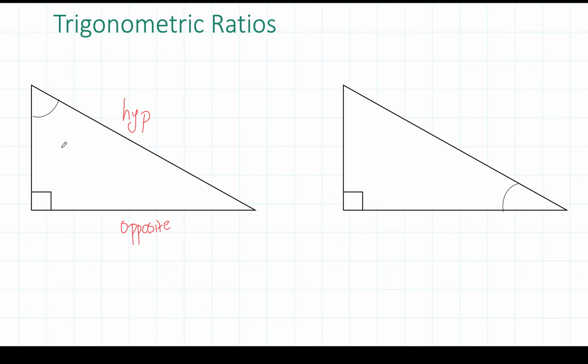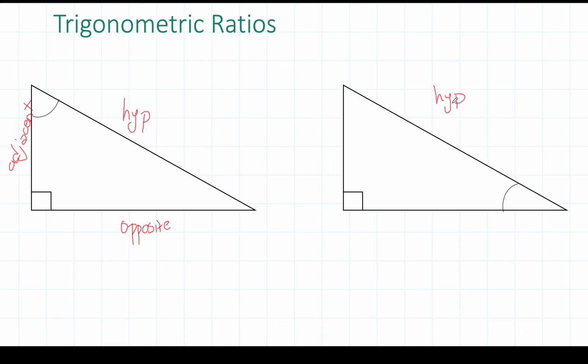And you also want to label the adjacent length. What adjacent means is just next to it. So the length next to this angle is here. Now the reason you label the hypotenuse first is because this length is also adjacent to the angle, but the hypotenuse is unique. So just make sure that you label the hypotenuse first.